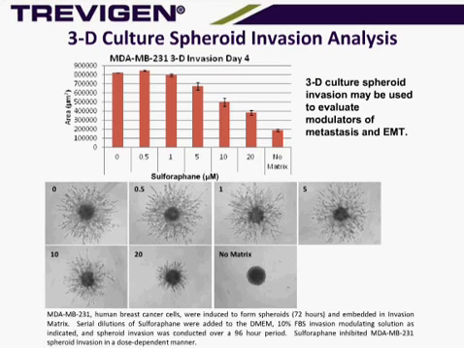Next, we'll see an example of invasion inhibition using a known invasion inhibiting compound, sulforaphane. If we look at the pictures, you can see that with the increasing concentration of sulforaphane, we see a decrease in these protrusions coming out of the spheroid. And if we look up at the graph, we see a dose response associated with this decrease in cell invasion. And again, these are for the MDA MB231 cell line.